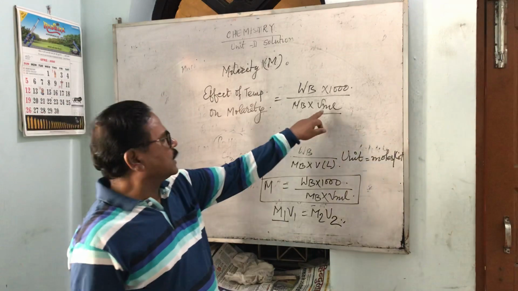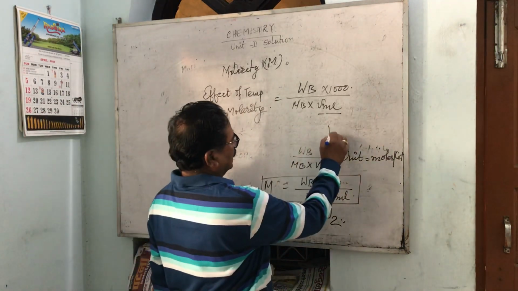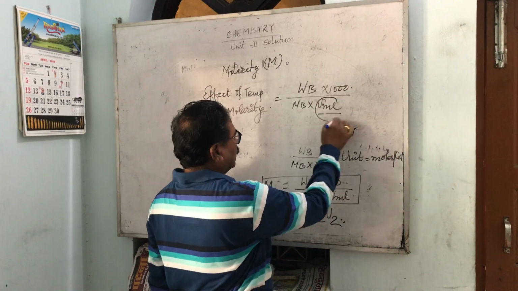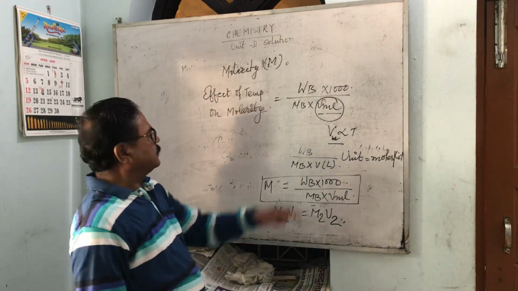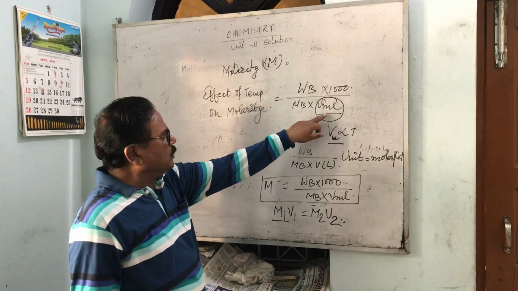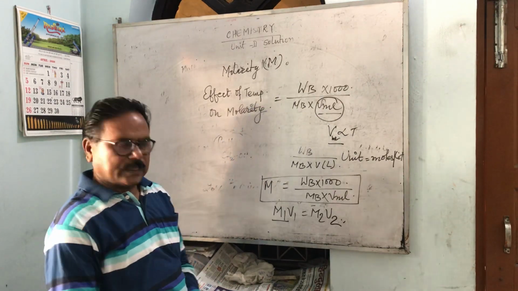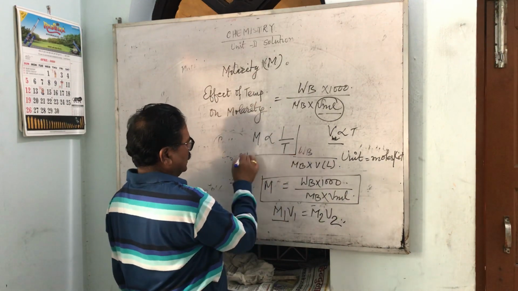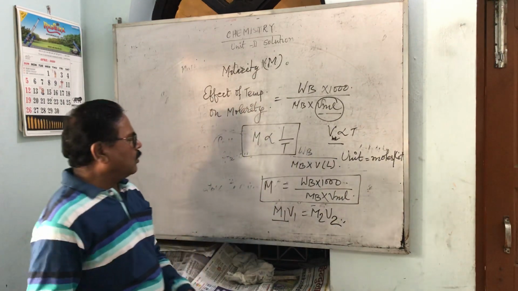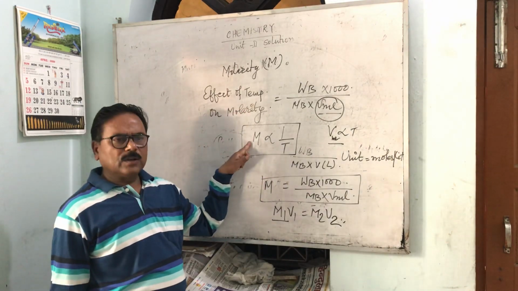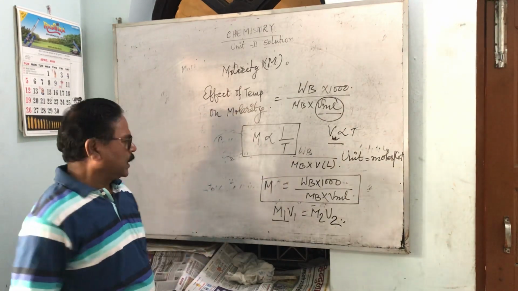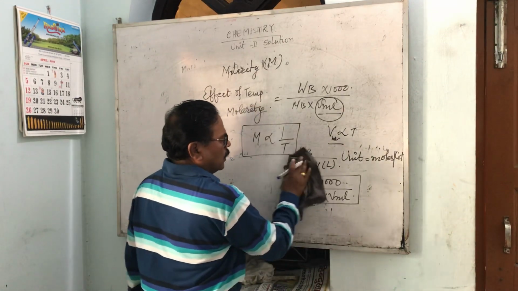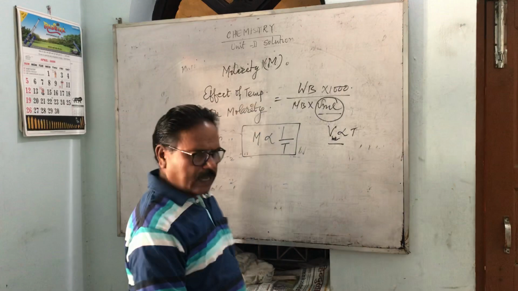So volume increases under what condition? When temperature increases, volume increases. Now volume is the denominator. If volume increases, the molarity decreases. So we can say M is inversely proportional to T, and on increasing temperature, the molarity of the solution decreases. Now to get the concept clear, we take an example.